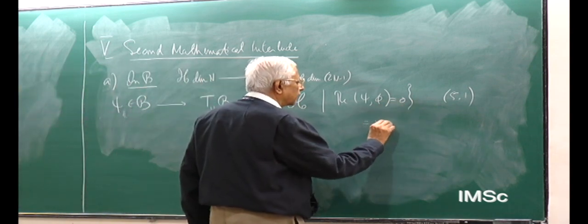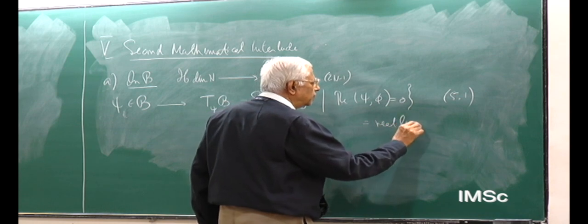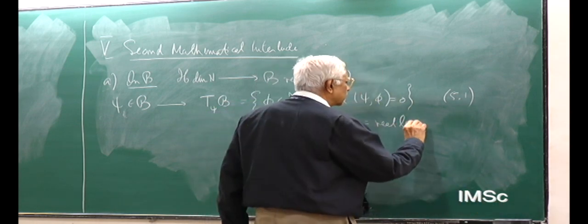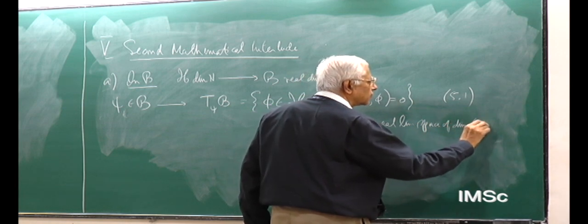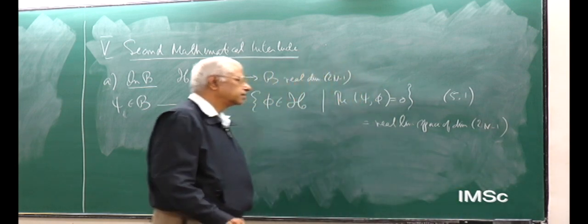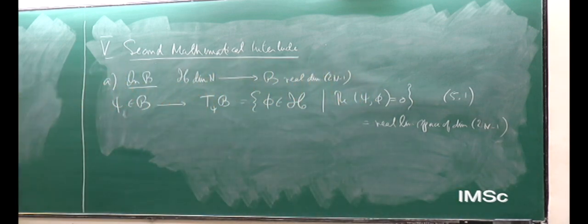Okay? All right. So you can see that this is a real linear space of dimension 2n minus 1, the same dimension as B itself. This is exactly analogous to what we just said a few minutes ago. The tangent space to S2 at any point of S2 is a 2-dimensional plane. The dimension of that plane is the same as the dimension of S2 itself.